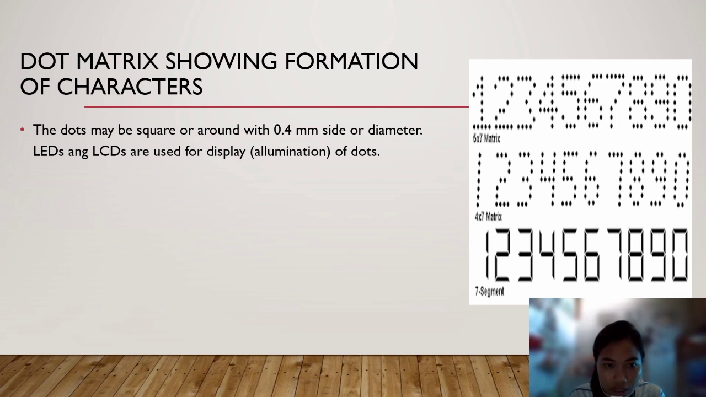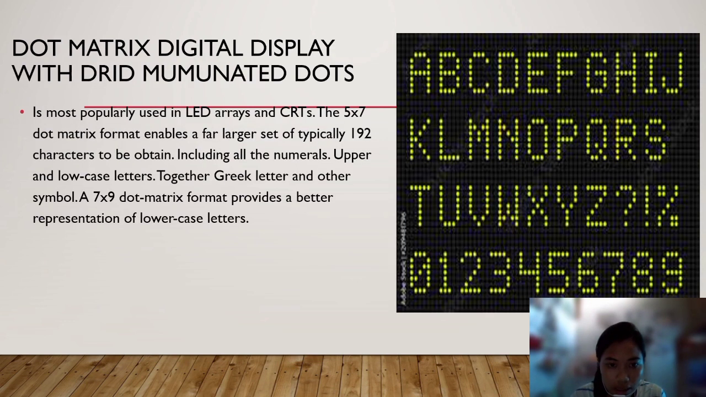The dots may be square or round with 0.4 mm side or diameter. LEDs and LCDs are used for displays illuminating the dots. The dot matrix digital display with illuminated dots is most popularly used in LED arrays and CRT. The 5 by 7 dot matrix format enables a far larger set of typically 192 characters to be obtained, including all the numerals, upper and lowercase letters, Greek letters and other symbols. The 7 by 9 dot matrix format provides a better representation of lowercase letters.